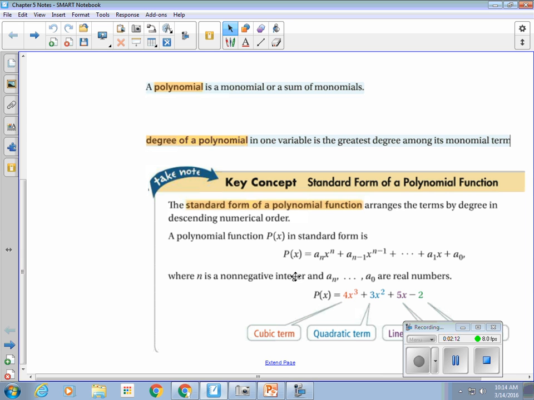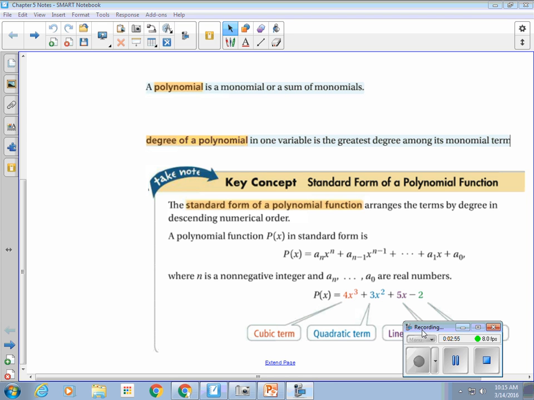So a polynomial function, you'll see it like this. P of x is equal to a sub n, x to the n, plus a sub n minus 1, x to the n minus 1. So look what happens here. If this is a 5th degree, this would be 5 minus 1, or 4th degree. The next one would be 5 minus 2, which would be 3rd degree. So all this is counting down from your highest degree to your constant term. Your constant term has no variable on it. Where n is a non-negative integer, and a sub n to a sub 0 are real numbers.